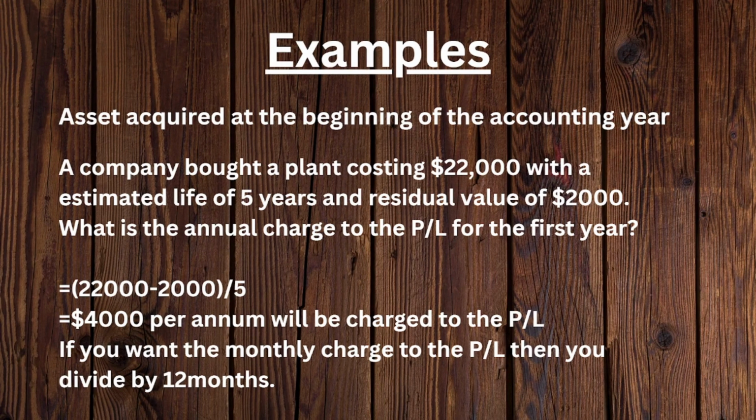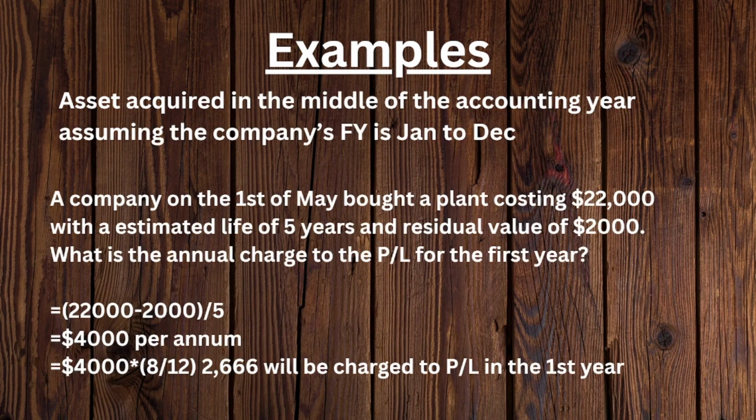So we will move on to the second scenario, where the asset is acquired in the middle of the accounting year, with the assumption that the company's financial year runs from January to December. So the question is: a company on the 1st of May bought a plant costing 22,000 USD with an estimated life of 5 years and a residual value of 2,000. What is the annual charge to the P&L for the first year?